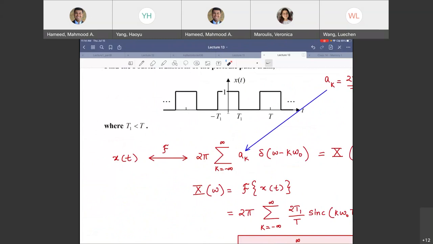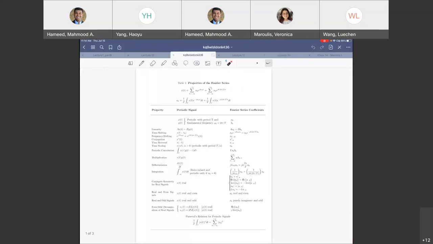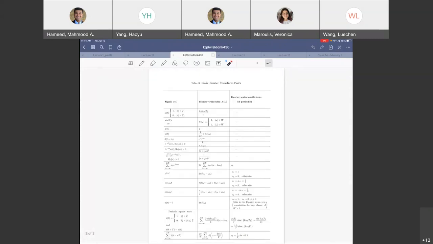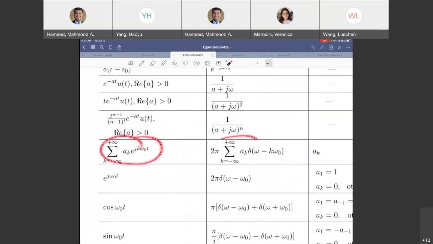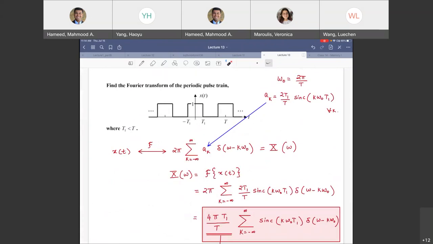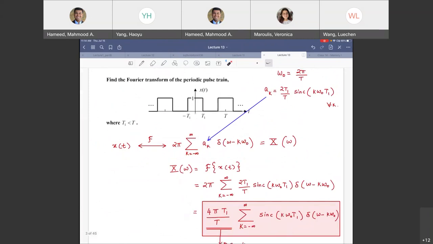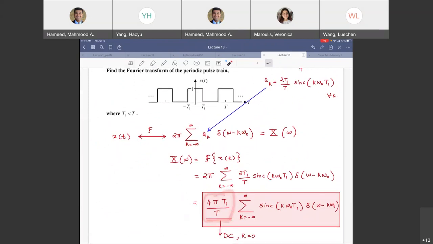By the way, you don't have to worry about remembering this result. This result is right here in your Fourier transform pairs, the Fourier transform tables. You just need to know where you will be able to find all of these things to use them. So that's the Fourier transform of the periodic pulse train. ak we have derived, so substitute it over there. Once you substitute, what do you get? You will simplify to 4 pi T1 divided by T summation k equals negative infinity to infinity sinc k omega naught T1, and then you will have impulses at k omega naught as well.